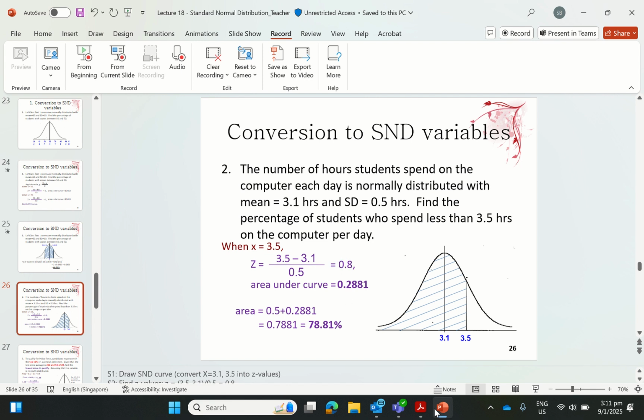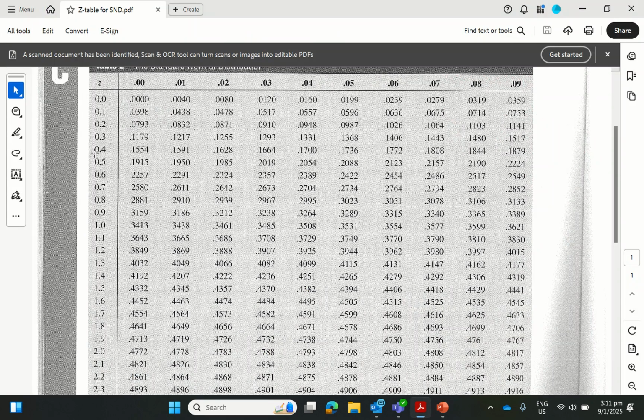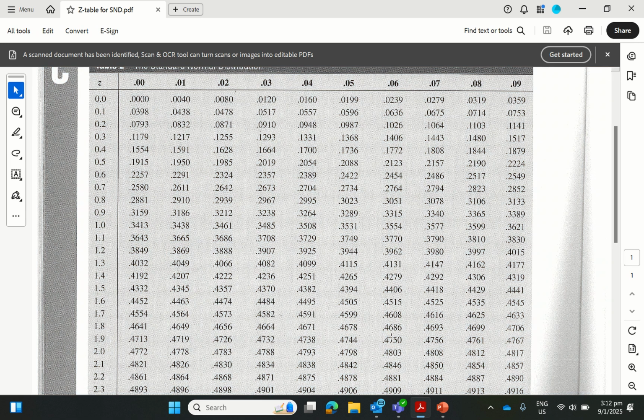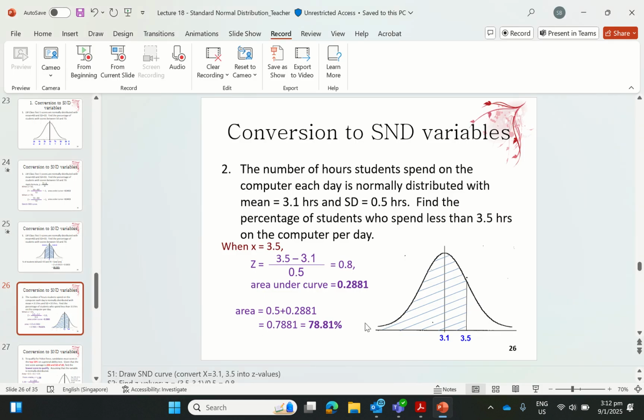Now you get 0.8, you find the area under the curve of 0.8. So it's 0.2881. Okay, so 2881. So don't forget, here also you need to add 0.5 because they say less than 3.5, so everything goes. So 0.5 plus 0.2881, you get 78.81%.